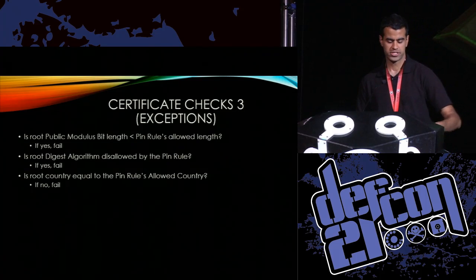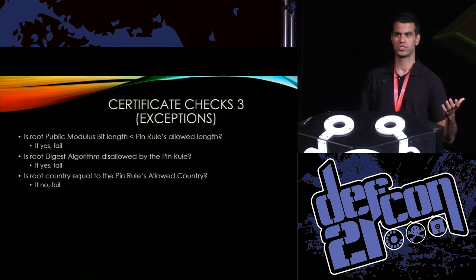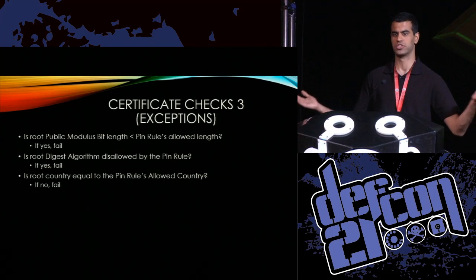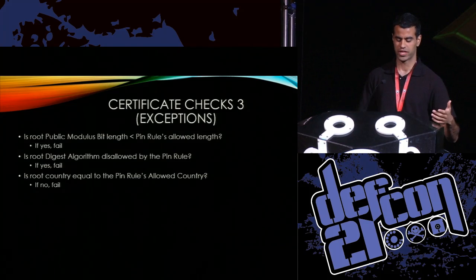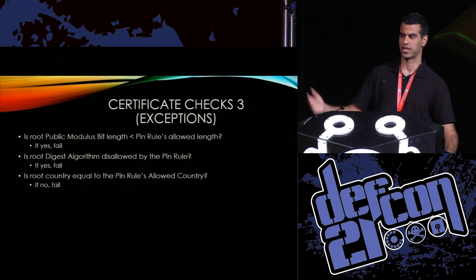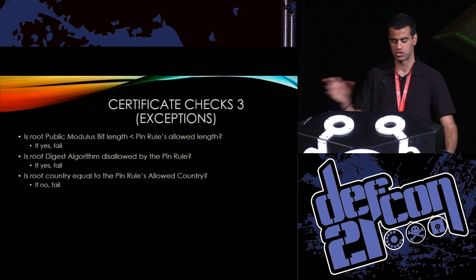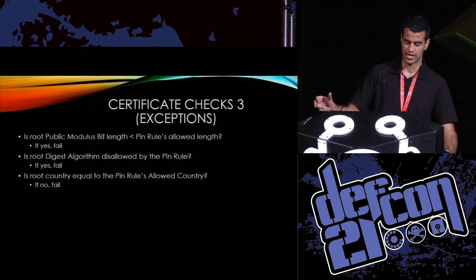And here are what we call exceptions, where we are doing heuristics on the certificates. We check the public modulus bit length, which is the size of the key and is a measure of the key's strength. If you have a 512-bit key, that could be considered small, and if you have a bigger key than that, that could be considered stronger.